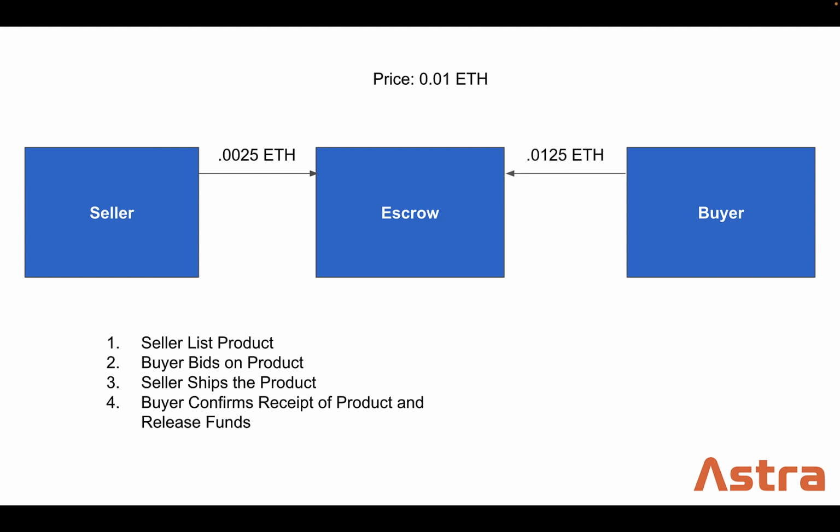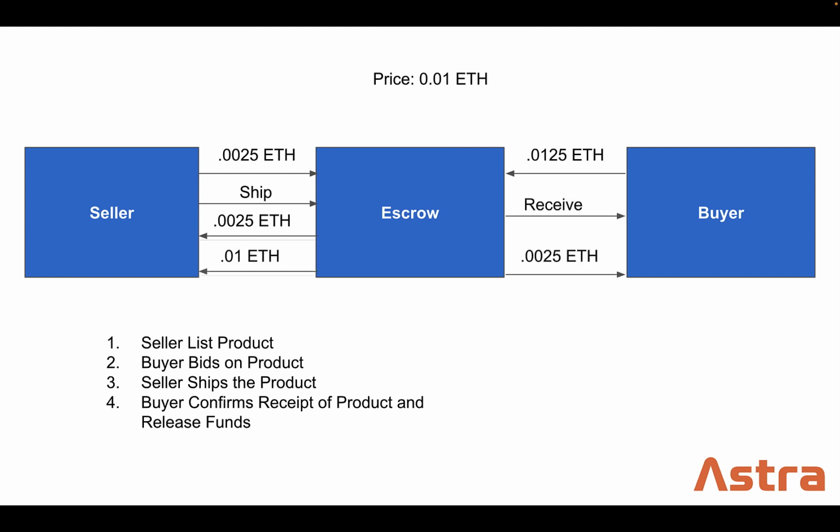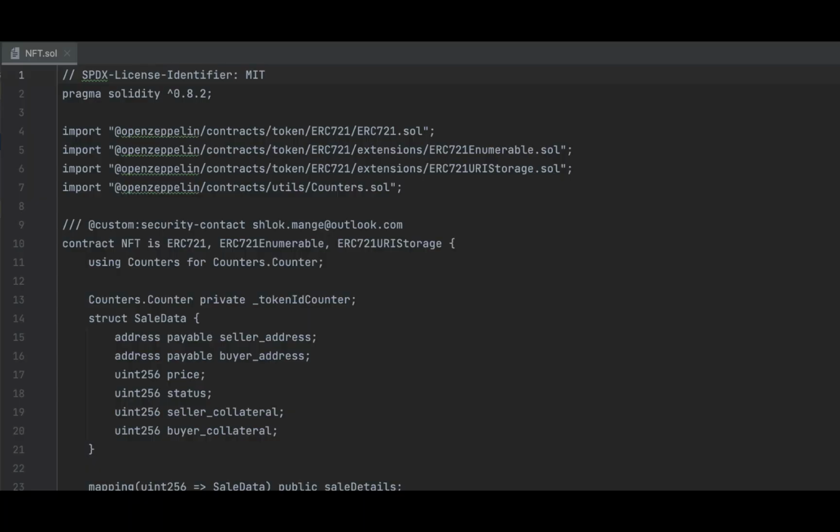The buyer will now bid on the product. In order to do that, they'll be sending the price of the product and an escrow fee to the escrow account. Next, the seller will ship the product. Once the seller ships the product to the buyer, the escrow account will release the fee back to the seller. The last step will include the buyer confirming receipt of the product. Upon that confirmation, the escrow account will release the remaining funds. It will send back the escrow fee to the buyer, and to the seller, it will send back the price of the product. Now let's check out how this looks in code.